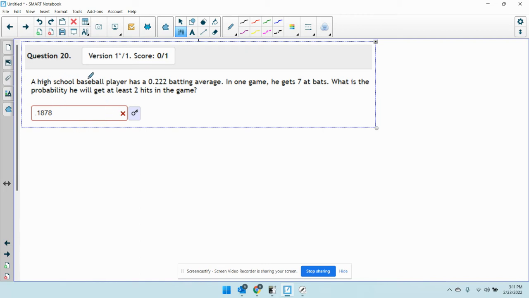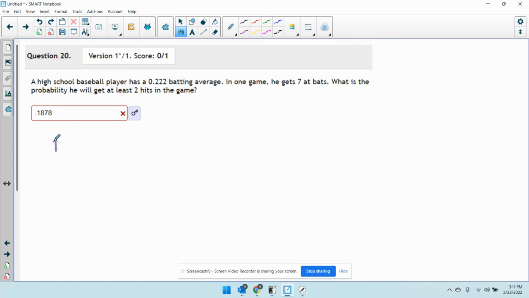Second question says a high school baseball player has a .222 batting average. That means that every at bat he hits the ball 0.222 of the time, so 22.2% of the time. In one game, he gets 7 at bats. What is the probability he will get at least 2 hits?